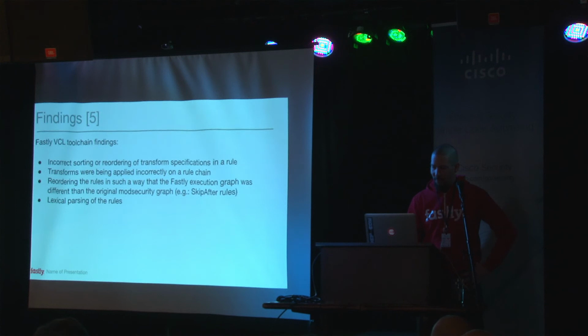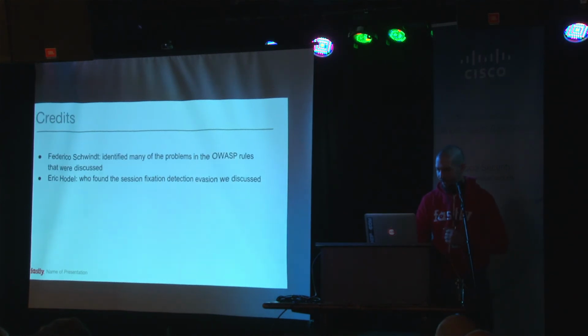So we also found stuff in our own tool chain. We were incorrectly sorting and reordering transforms. We were applying transforms, similar to that last bug, to incorrect rules in a chain, and there were just small things like certain lexical parsing of certain related rules. I also want to give a shout out to 2 of my colleagues from the engineering area who found a lot of these problems or were tasked with going through the testing corpus and tracking down why certain tests were failing.